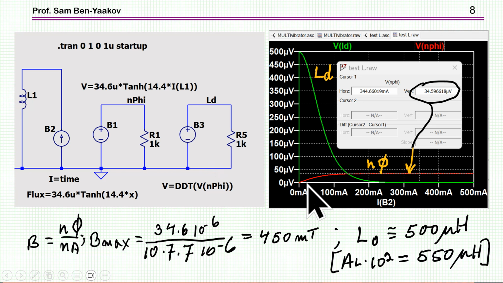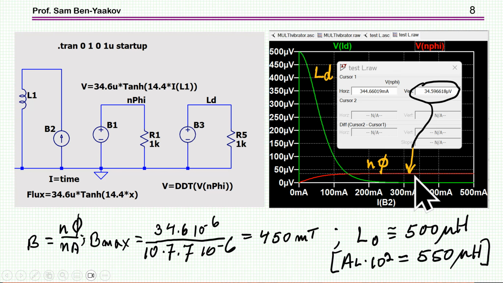We see the n phi is going up. This is the tangent hyperbolic function. It sort of levels off at 34.5, which is the constant of this function, very close here. And here I have also the inductance starting at 500 as we expected. By the L I'm getting 550 as we've seen before. So this is pretty good.